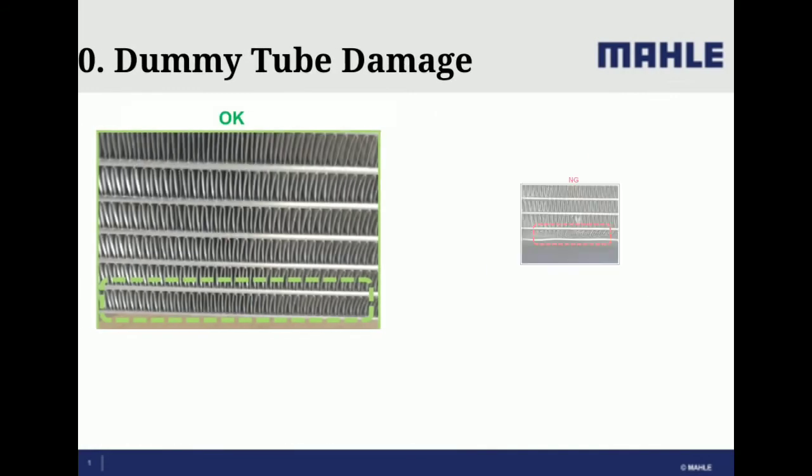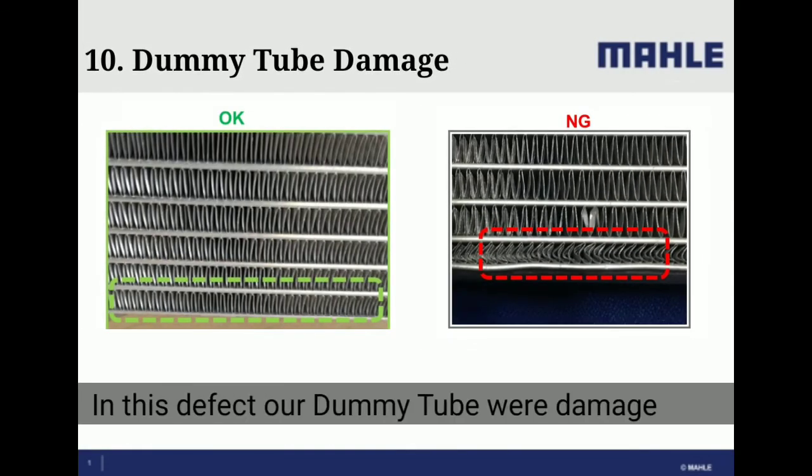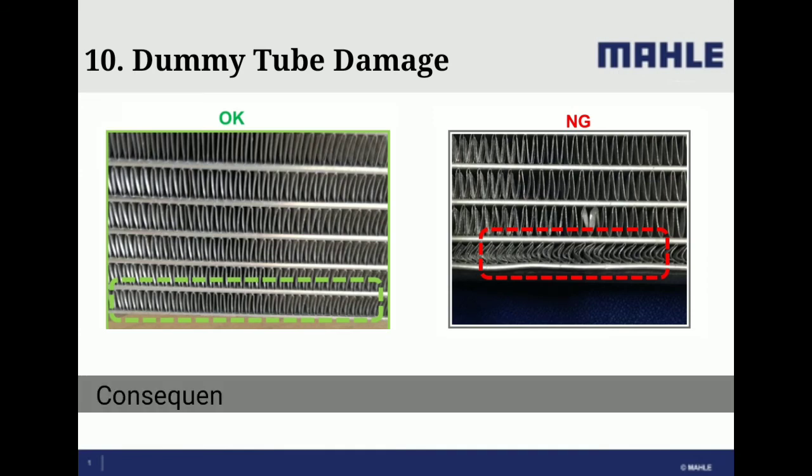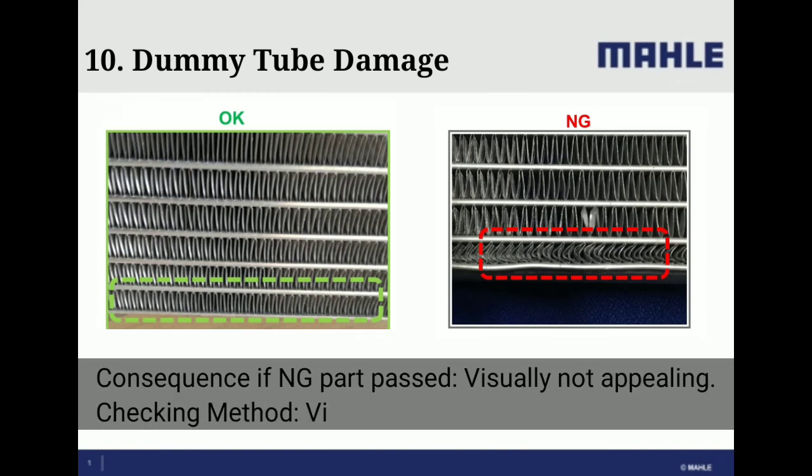Next is dummy tube damage. In this defect, our dummy tube was damaged by a handling issue. Consequences: if the NG part passes, it will be visually not appealing. The checking method is visual or by gauge.